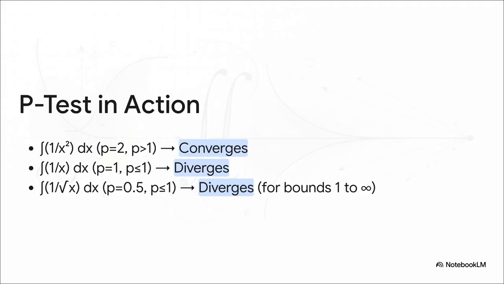And this one single rule perfectly explains our first two results. For 1 over x squared, p was 2, which is greater than 1, so it converged. For 1 over x, p was 1, which is not greater than 1, so it diverged. With this test, you can nail these common problems in a flash, no limits required.